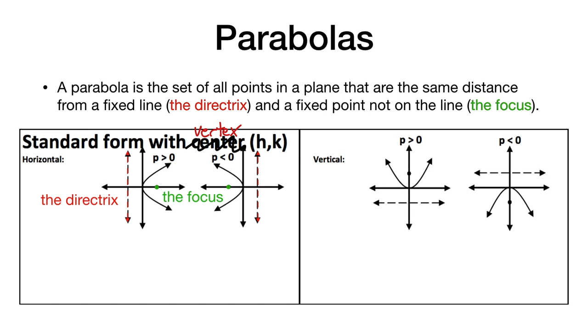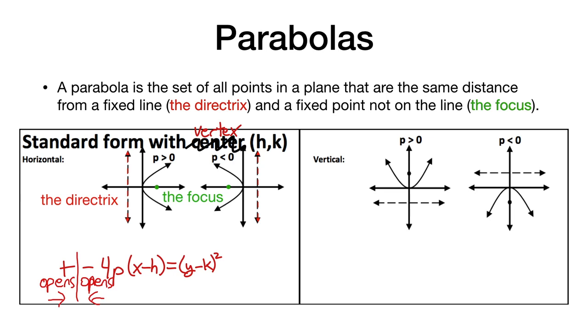Now, we actually have a formula here for this, and that is plus or minus 4p times (x minus h) equals (y minus k) squared. By the way, plus means opens to the right. Negative means opens to the left.